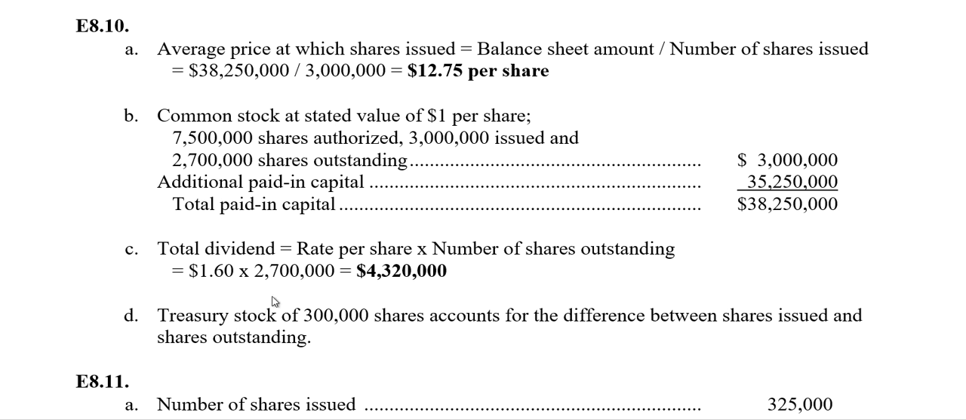And the reason that C uses the outstanding amount instead of the issued amount to come up with total dividends that they're paying out to stockholders is because when you multiply the amount you're going to pay out to stockholders, you're not going to pay yourself as a company.